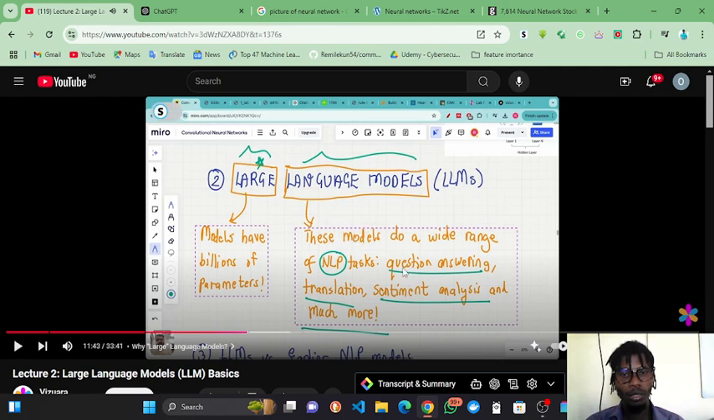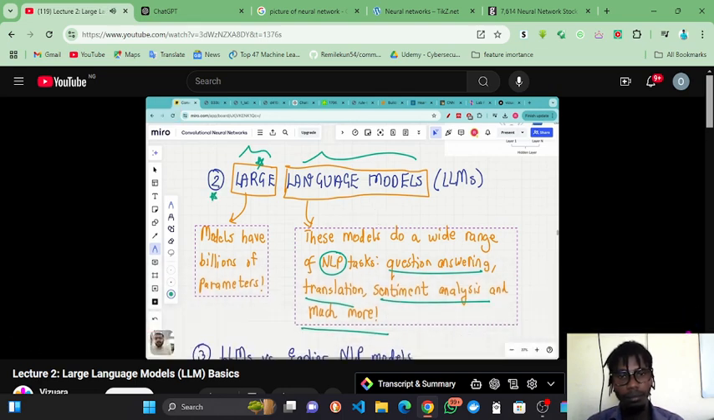So you have seen that these models have various use cases: question answering, translation, sentiment analysis, and much more. Right? That covers the second aspect of today's lecture.